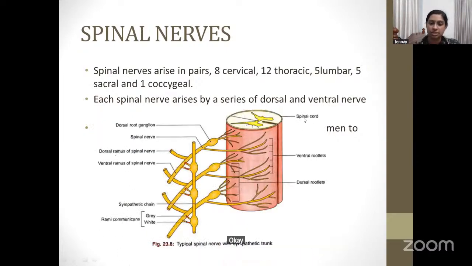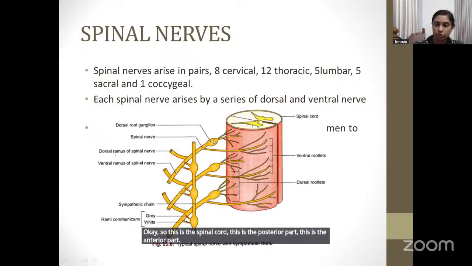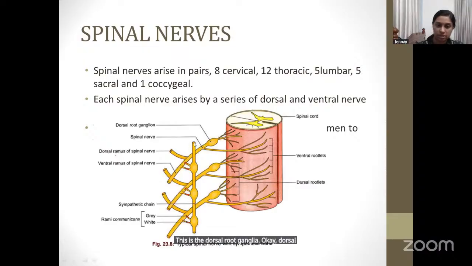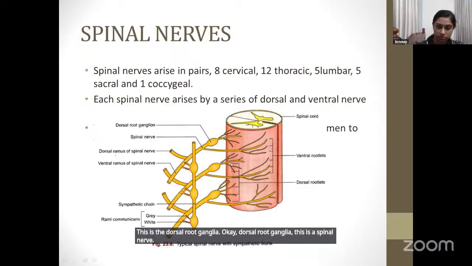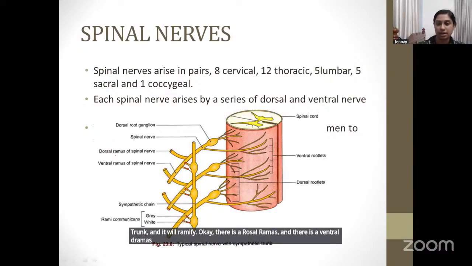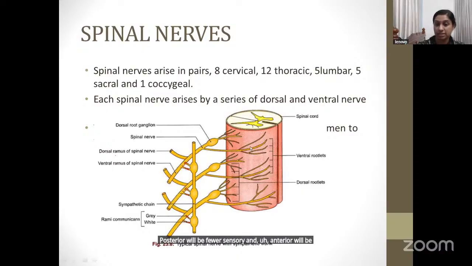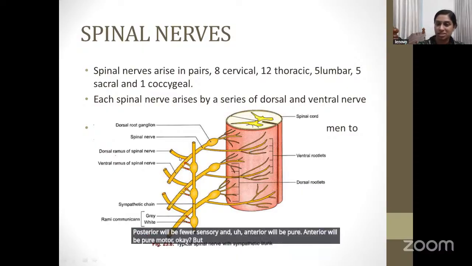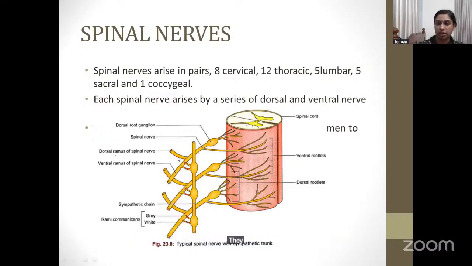So this is the spinal cord. This is the posterior part, this is the anterior part. This is the dorsal root ganglion. This is the spinal nerve. So the ventral rootlet and the dorsal root together form the spinal trunk, and it will ramify. There is a dorsal ramus and a ventral ramus, and these rami are not pure, but the rootlets are pure. That is, posterior will be pure sensory and anterior will be pure motor. But the rami may contain motor and sensory together.